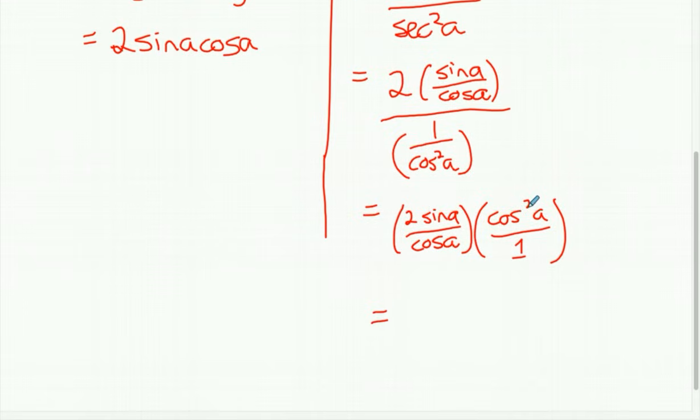So I have a cos squared A. That means I have cos A times cos A. So I can cross off one of those with this one. And then all I have left is 2 sine A cos A in the numerator.